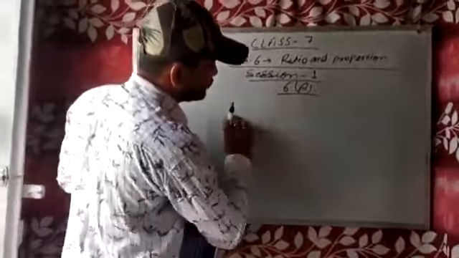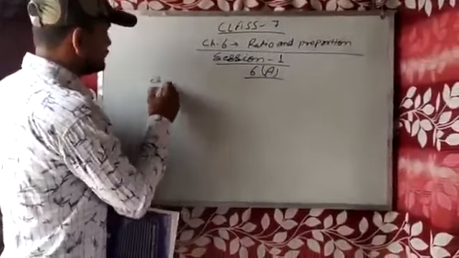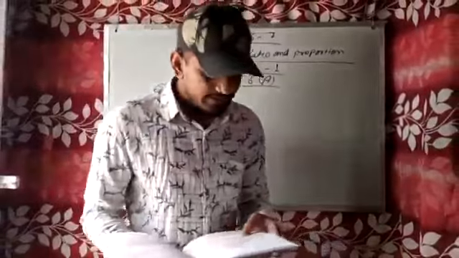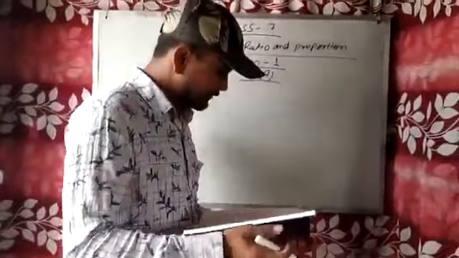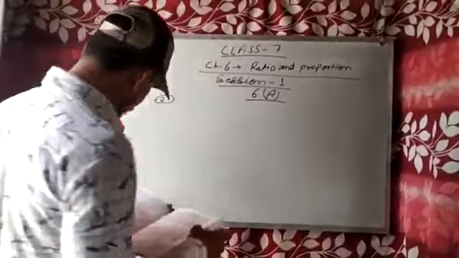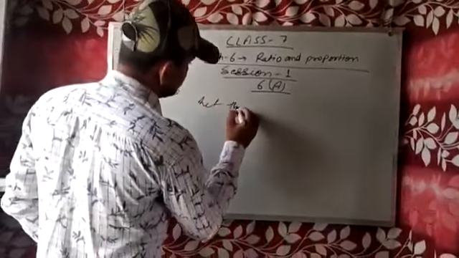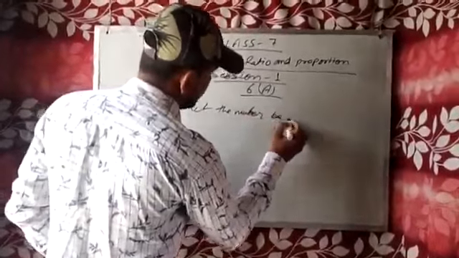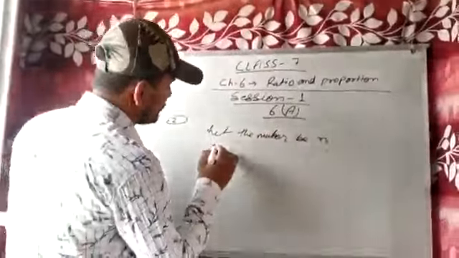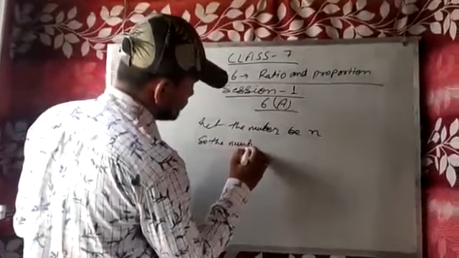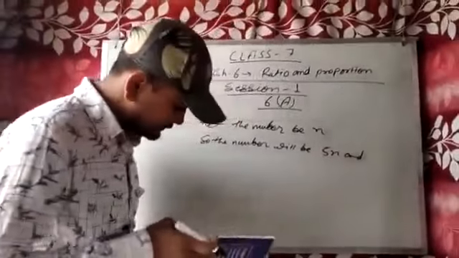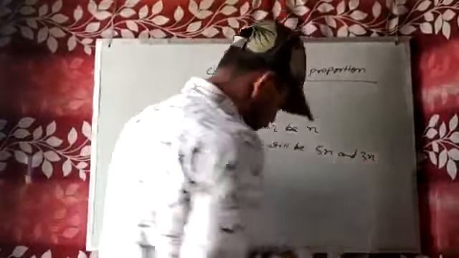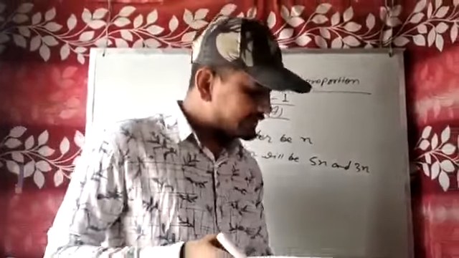Okay, now we'll solve question number 2. Okay, what is question number 2? Divide 64 centimeter long string into two parts in the ratio 5:3. Okay, ratio is given 5:3. Okay, so let the number be x first. Okay, so the parts will be 5x and 3x. Okay, see, divide 64 long string.